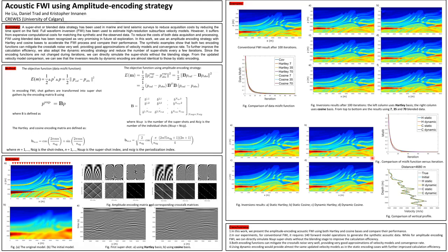So in this work, we presented the amplitude encoding strategy and compared the performance of both bases. The amplitude encoding strategy can mitigate the crosstalk noise very well, providing very good approximations of velocity models and the convergence rate. Using dynamic encoding would further improve calculation efficiency.